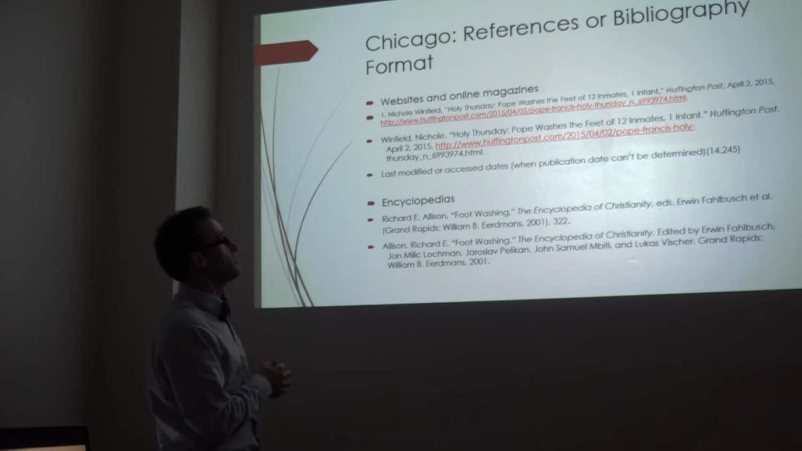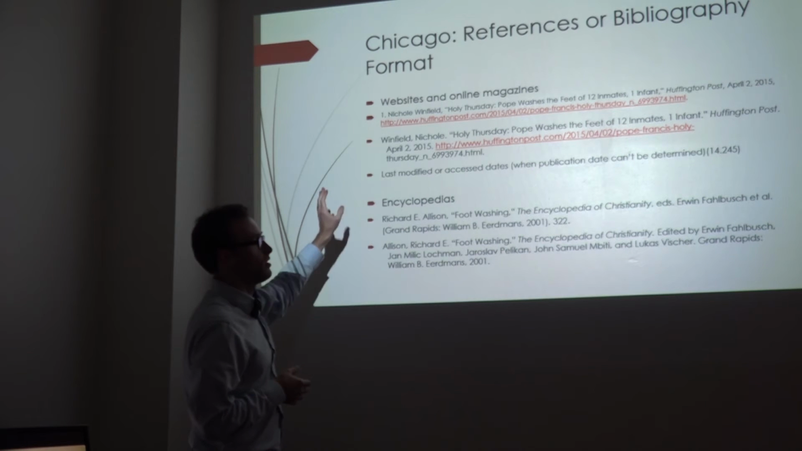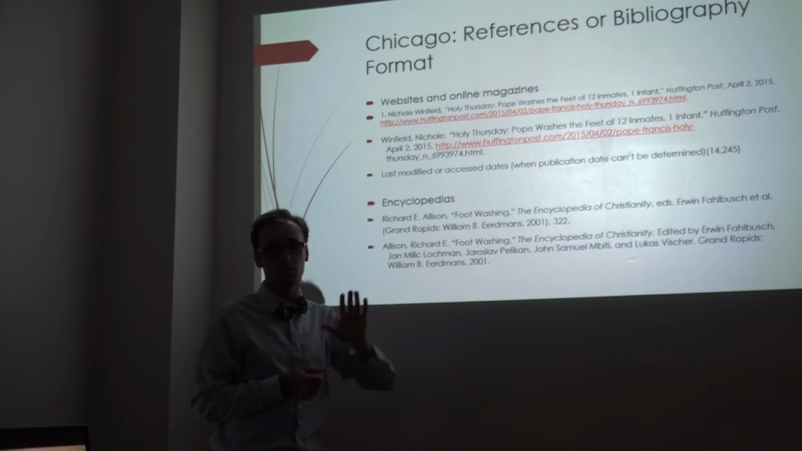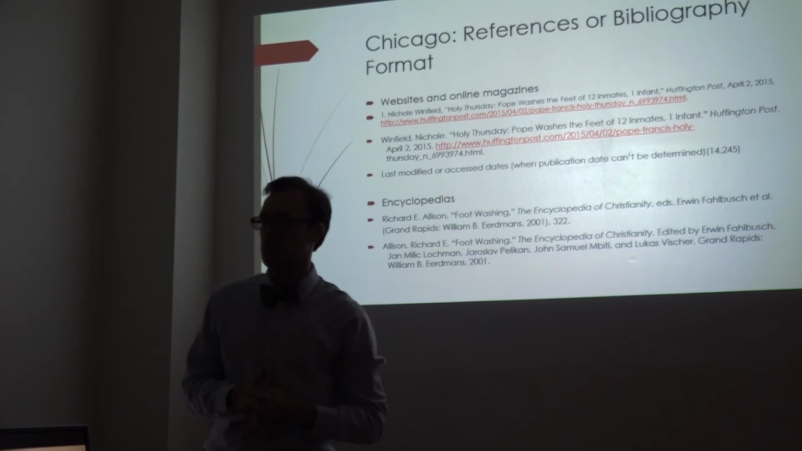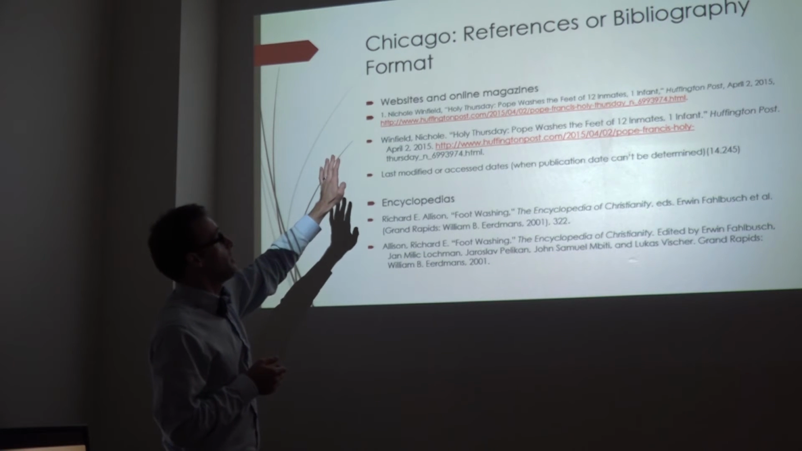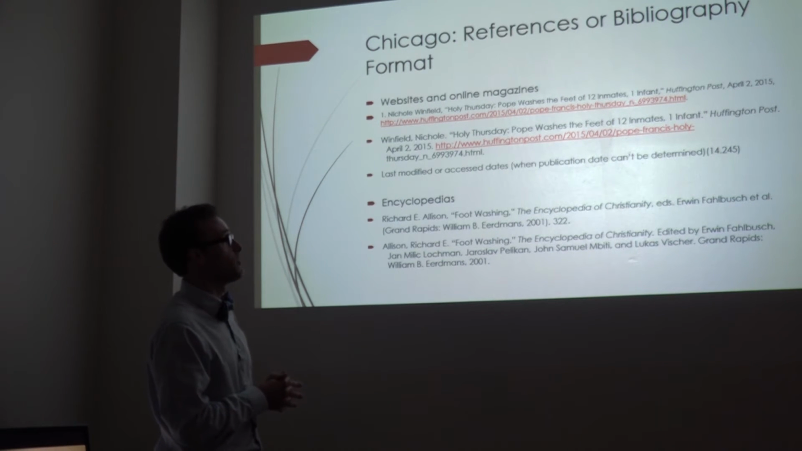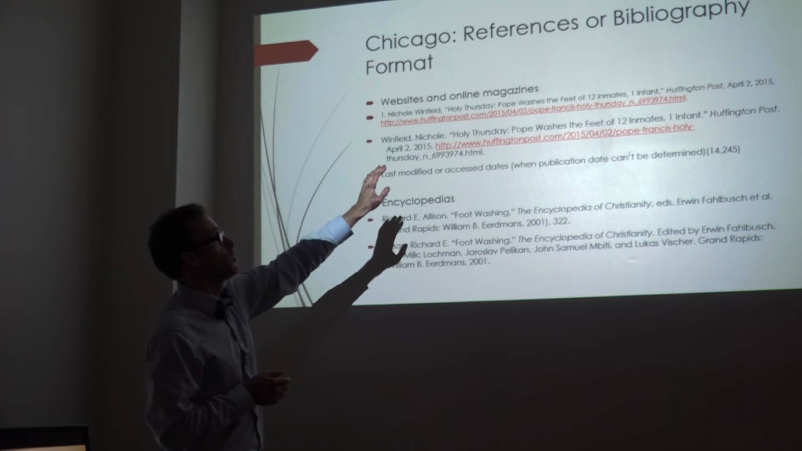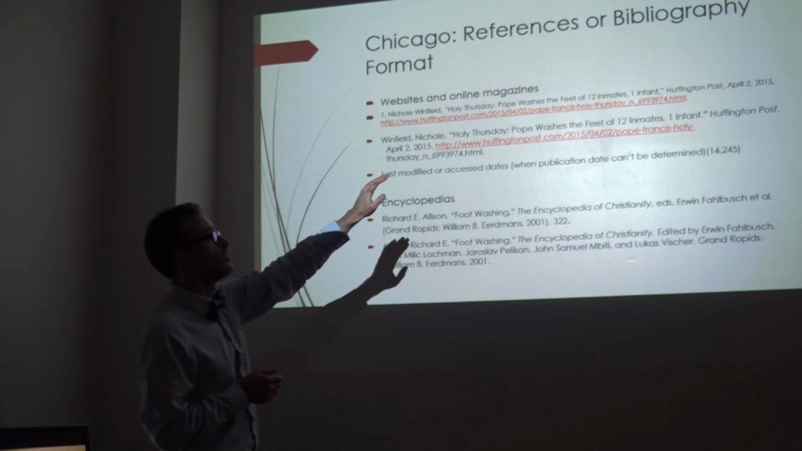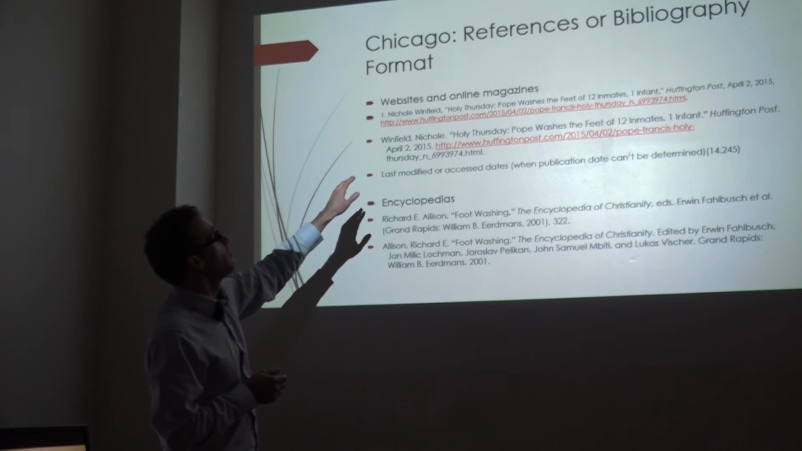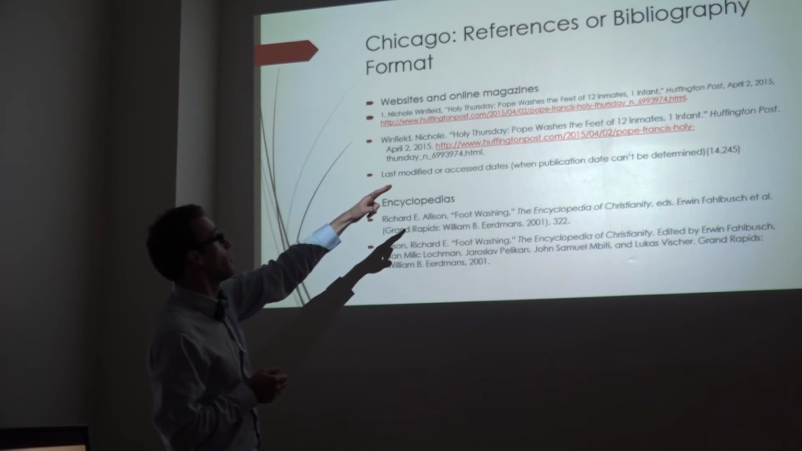Websites and online magazines, things get a bit more ambiguous with some of these because a lot of websites don't have authors or the title may not be clear. But especially with online magazines, you can usually find author information. So, author in quotation marks, the title of the article, the name of the publication in italics, and then the date, and then the link that you find.